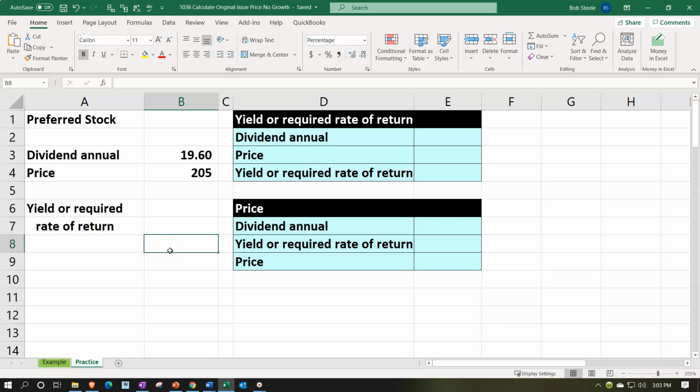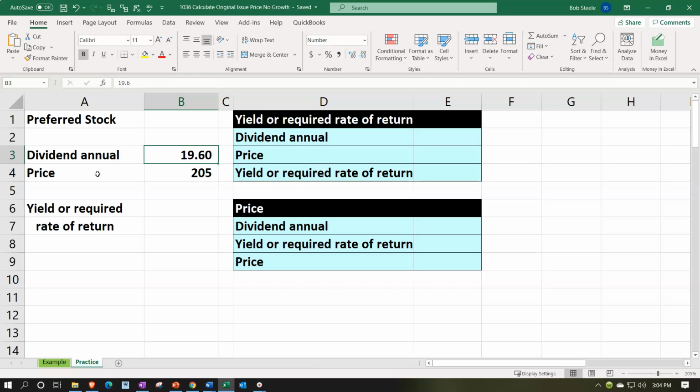Here we are in our Excel worksheet. If you have access to the Excel worksheet and would like to follow along, note that we are in the practice tab as opposed to the example tab, the example tab, in essence, being an answer key. We're going to take the information on the left-hand side and populate it into the blue area on the right-hand side. We're calculating the preferred stock, so note we're looking into the preferred stock, this time considering what the yield or rate of return would be on it.